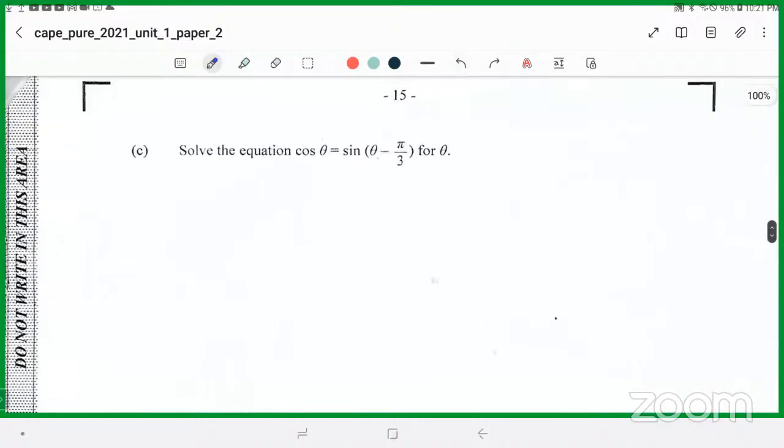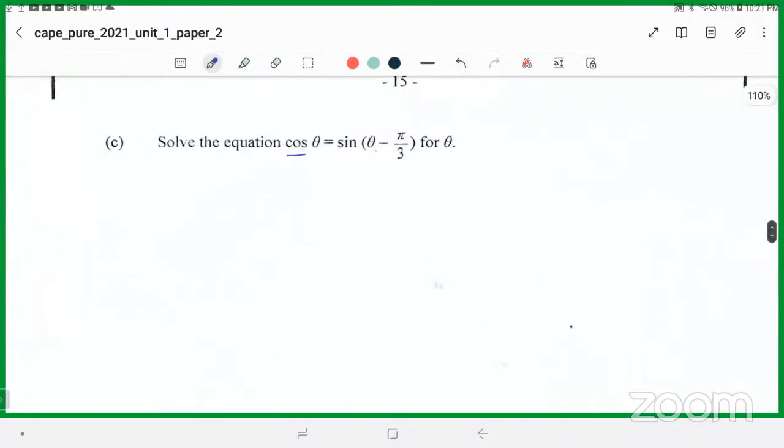So let's look at it. I'm going to keep the left hand side as cos theta. So cos theta equals, I'm going to expand this now. Compound angle for sine is sine cos cos sine. So it's going to be sine theta cos pi by 3.